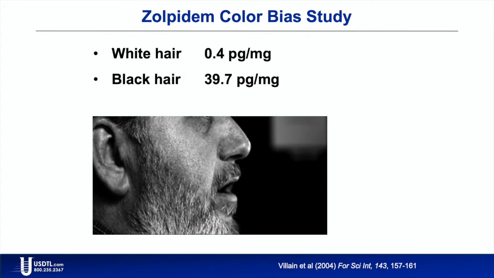And look, we saw the same observation here. The non-pigmented hair had 0.4 picograms per milligram of zolpidem, and the black hair had 39. So that's an 80-fold difference in concentration based on the color. And this is from the same individual taking the same doses for the same period of time. Huge difference in the concentration that we find.